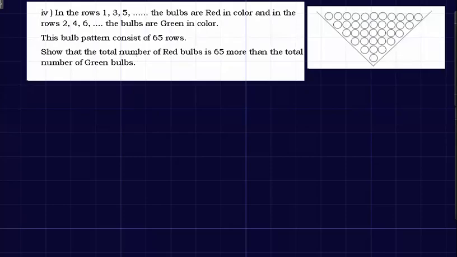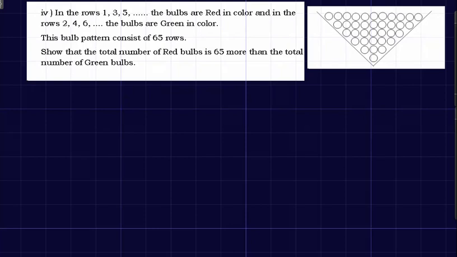So let's look at Problem 4. What has been told to us in rows 1, 3, 5, the bulbs are red in color. And in rows 2, 4, and 6, the bulbs are green in color. So what does that mean?